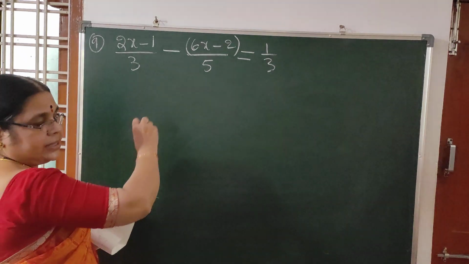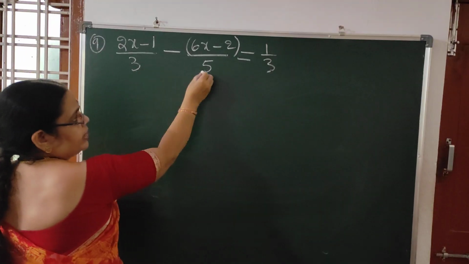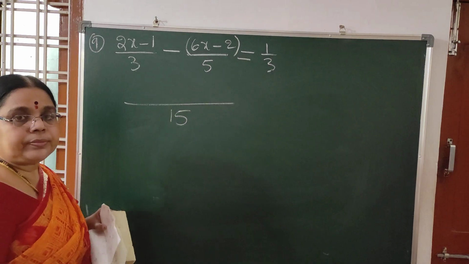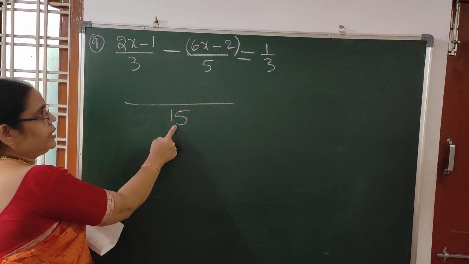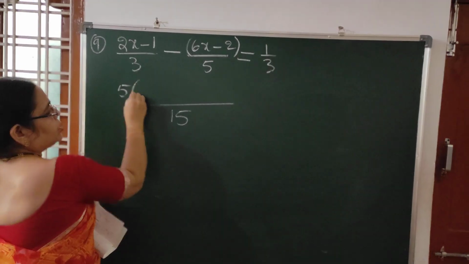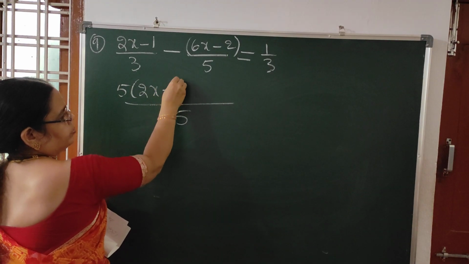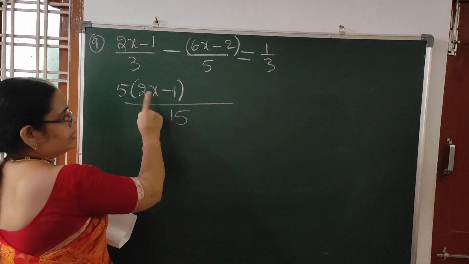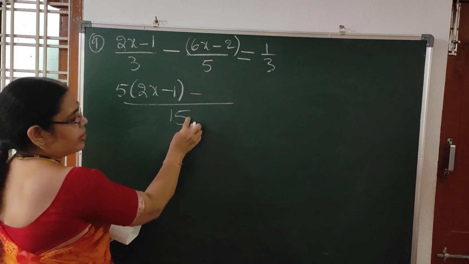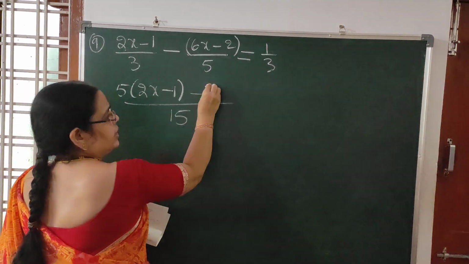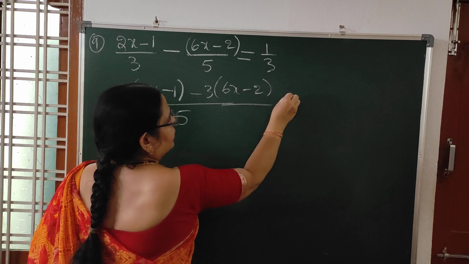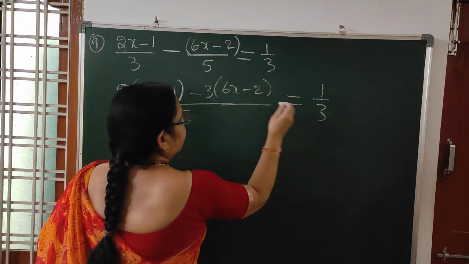Now simplify LHS. 3 and 5 are the denominators, so LCM is what? 15. 3 5s are 15, 5 into (2x minus 1) is the numerator. Minus, 5 3s are 15, so 3 into (6x minus 2), is equal to 1 by 3.